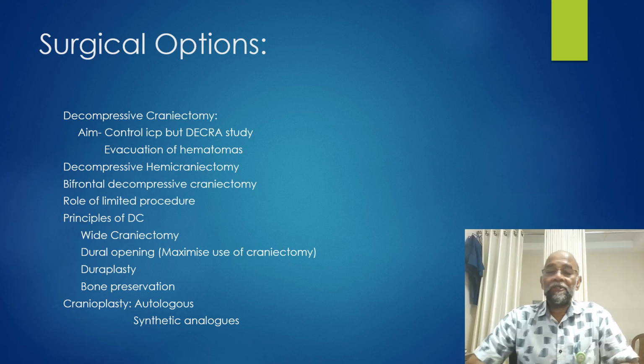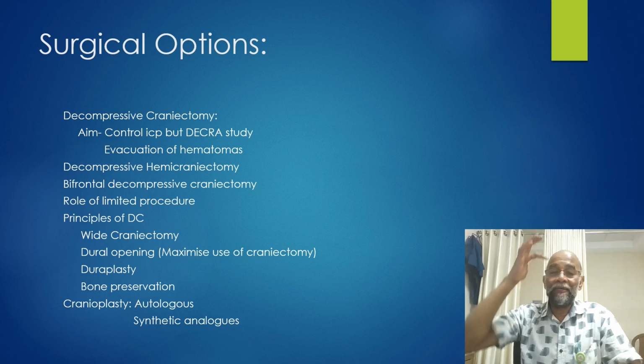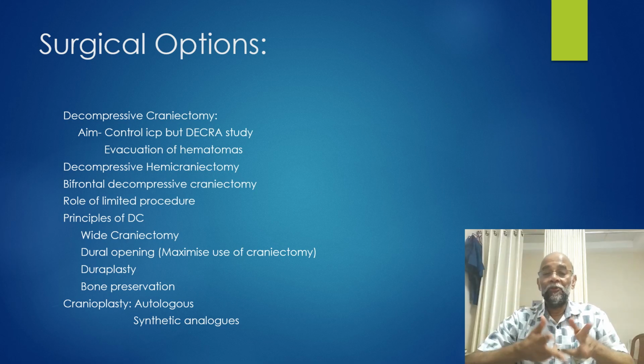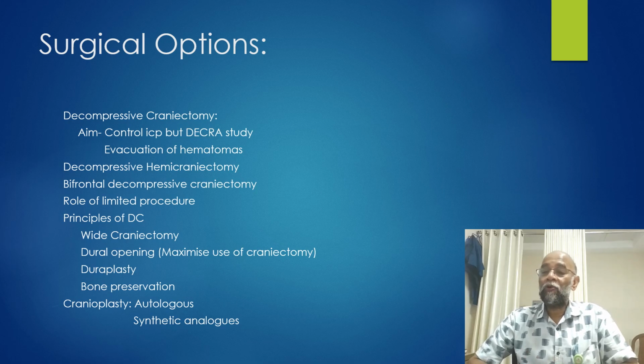The principles of a decompressive craniectomy involve a wide craniectomy, a dural opening which maximizes the use of the craniectomy, duroplasty, and then how do you preserve the bone? You can either preserve it by refrigeration, which is sometimes difficult, or you can preserve it in the anterior abdominal wall in a subcutaneous pouch.